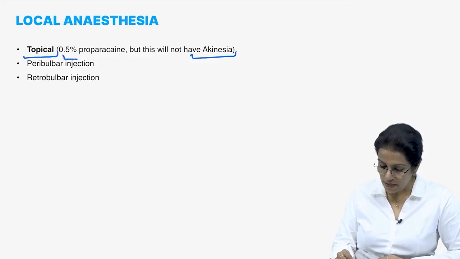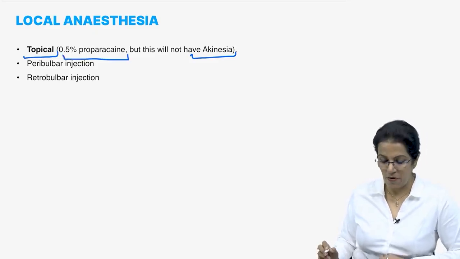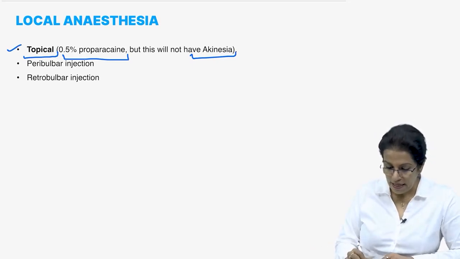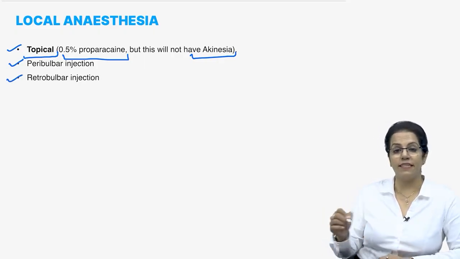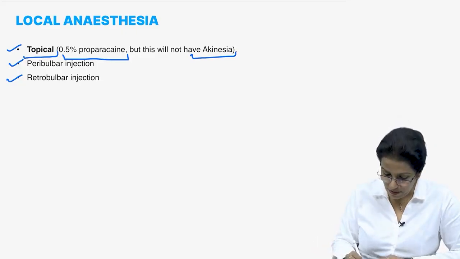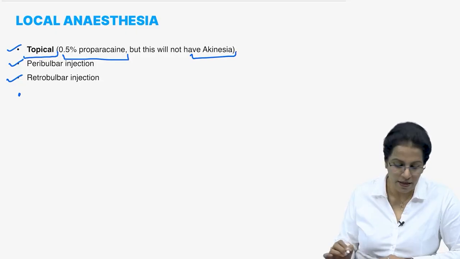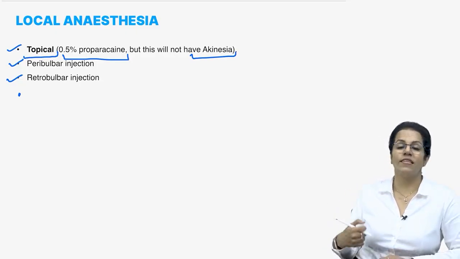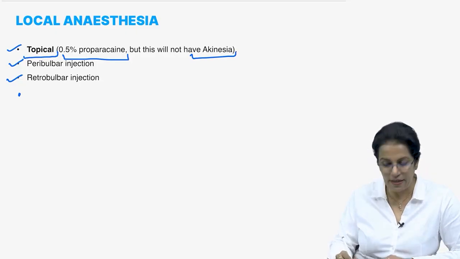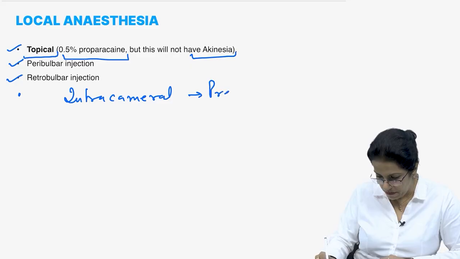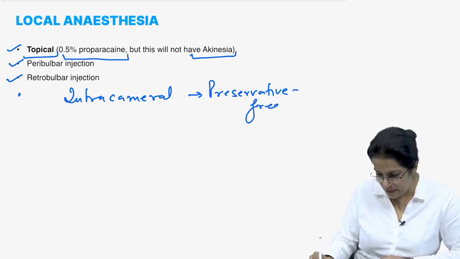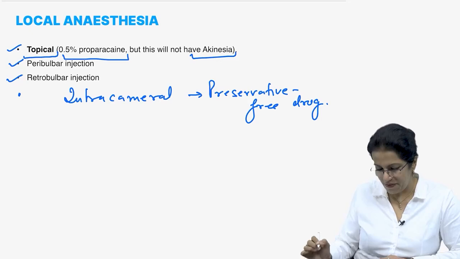And what drug do we give? It is proparacaine. Number one. Number two, what you can go for is peribulbar injection. Number three, retrobulbar injection. And of course, intracameral, that is inside the anterior chamber, a preservative-free intracameral drug, which can also be put during the surgery. If there is any problem, you can give the drug intracameral. If you are giving intracameral, inside the anterior chamber, it has to be a preservative-free drug. Otherwise, it is going to damage your corneal endothelium. That is why it should be preservative-free.